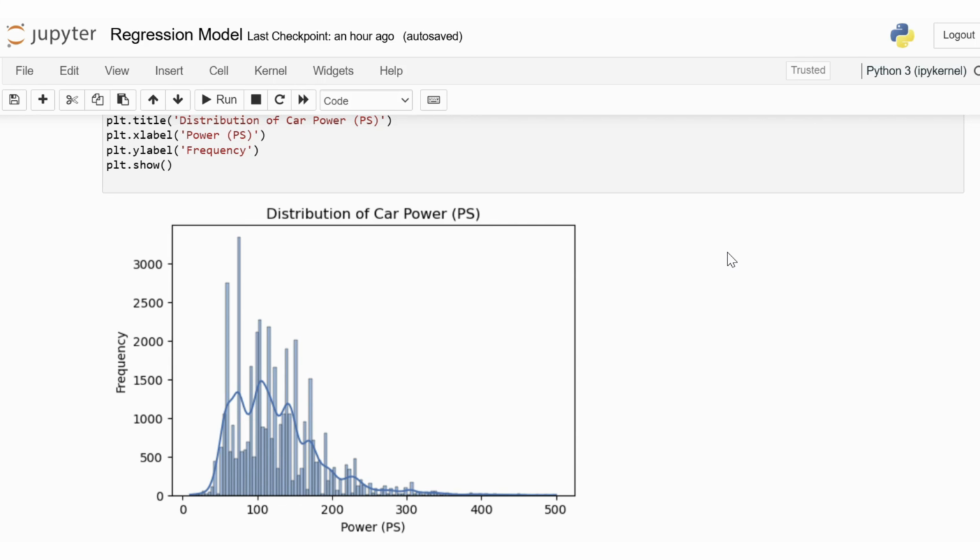The graph shows that the distribution of car power is heavily concentrated around the lower power values, 50 to 150 PS, with a notable decline in frequency as the power increases beyond this range. This indicates that most cars in the dataset are lower powered, which might be typical for the types of vehicles being analyzed. Understanding this distribution helps in further analyses, such as modeling the relationship between car power and price.